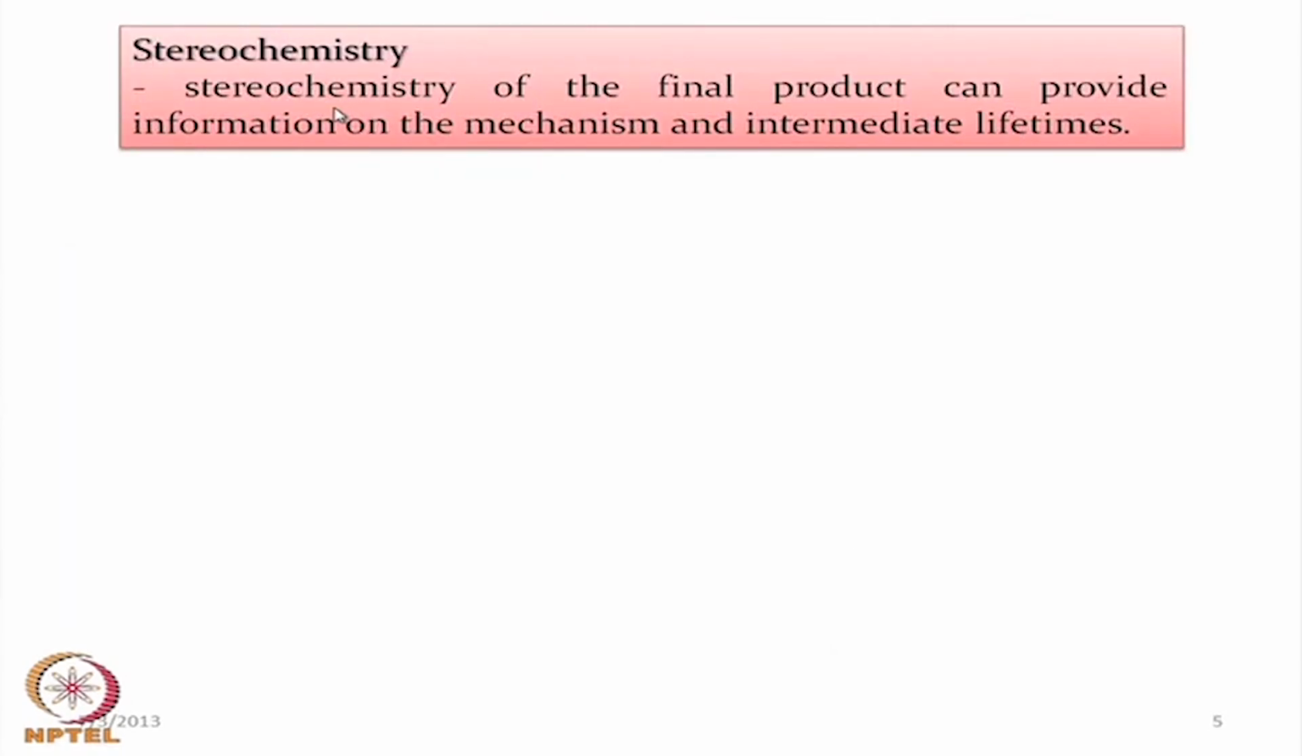Then we can think of the corresponding stereochemistry, that means the 3-dimensional arrangement of the groups which are there. So, the stereochemistry of the final product can provide us some information on the mechanism and the intermediates and their lifetimes.